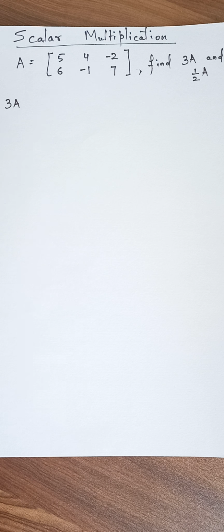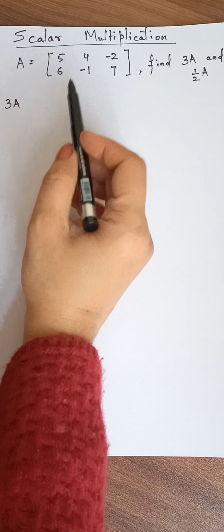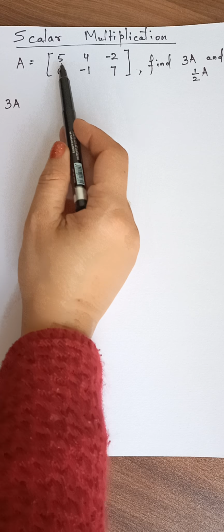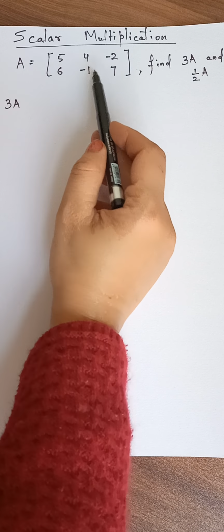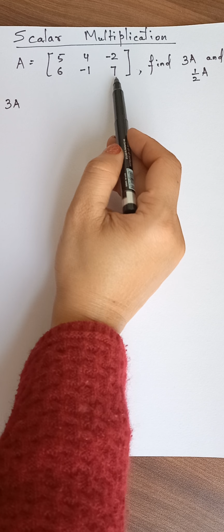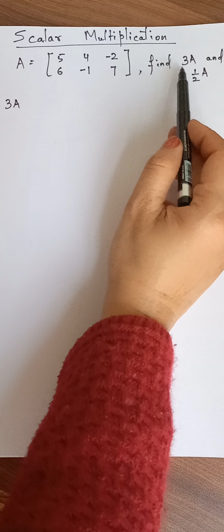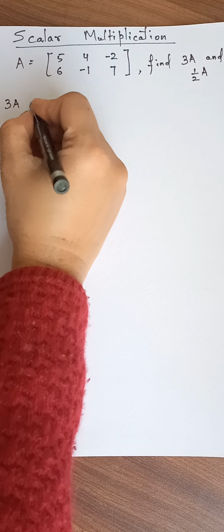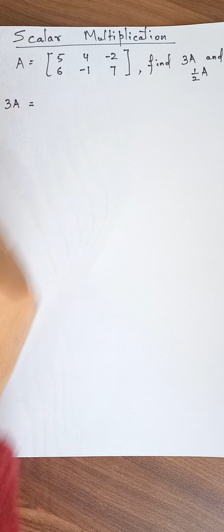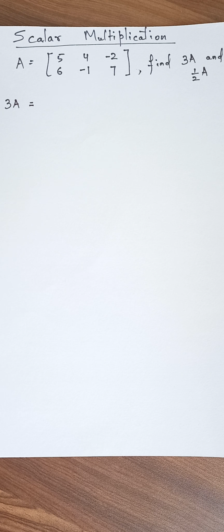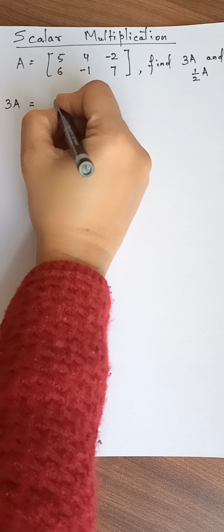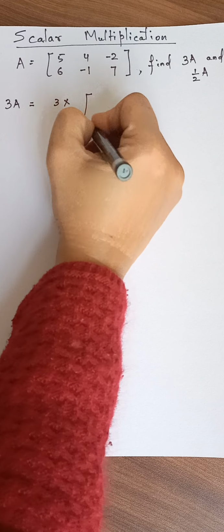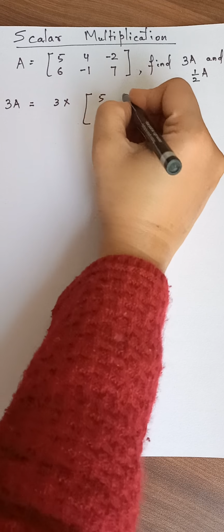First of all, what do we have to do in scalar multiplication? For example, if you are provided with a matrix A whose values are 5, 6, 4, minus 1, minus 2 and 7, and you have to find the value of 3A or 1 by 2A, how can you find it? Let's see. 3A means you have to multiply the values by 3, that is, 3 multiplied by the complete matrix A.